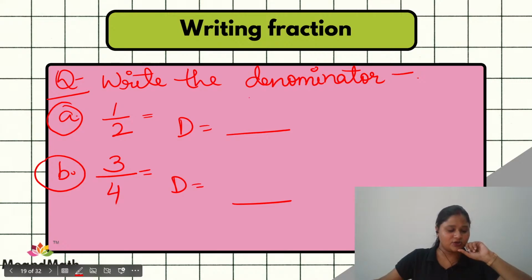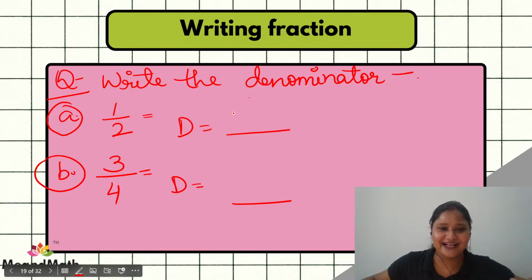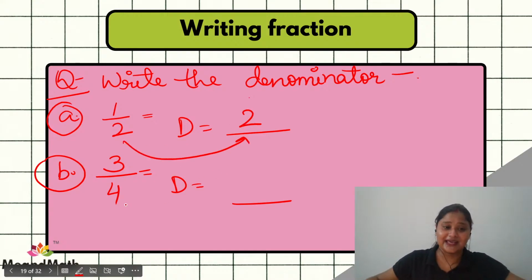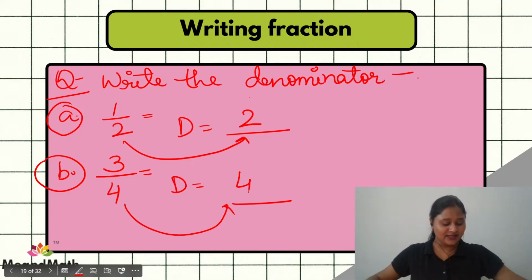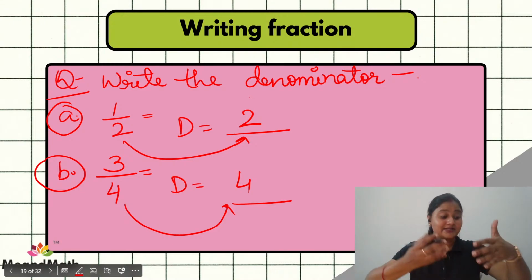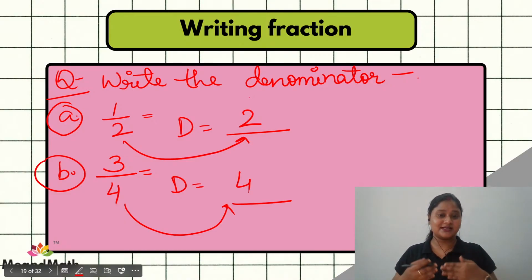Now tell me what is the denominator? Okay, I have got the answer. So in A, denominator is 2, right? And in B, okay, excellent, it's 4. Very good. So I think you have understood this about the numerator and denominator. Again, I'll repeat it once. Numerator tells you about the part taken and denominator tells you about the total part.